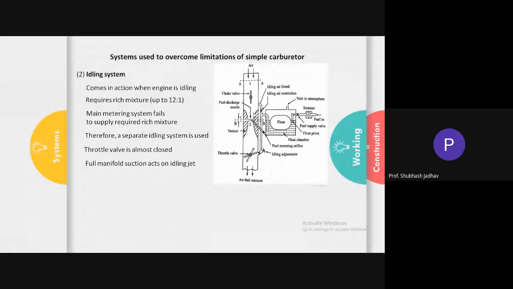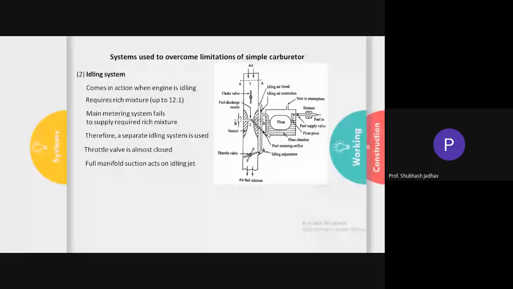Sorry, it is written on the idling jet. So the idling jet means here. Here we have provided one system. You can see over here. इथे एक आपण वेगळे सिस्टम दिले बघा. ह्याला idling system किंवा idling jet म्हणतो. So this end is called the idling jet, and this particular system is called idling. Here it is written idling adjustment. Then here it is written idling air restriction, air bleeding. And here it is connected to your float also.